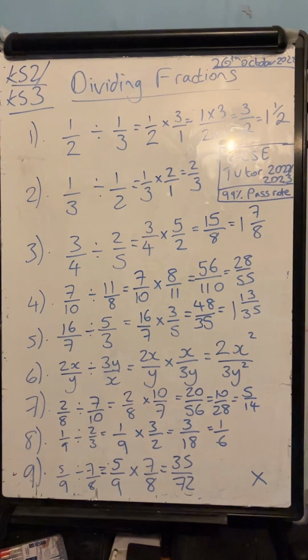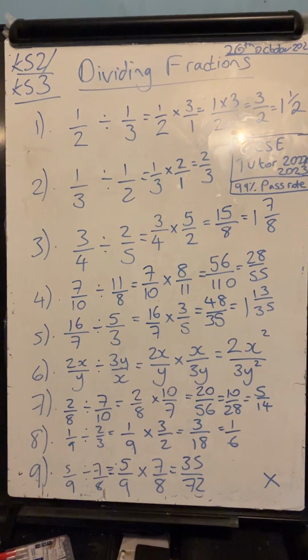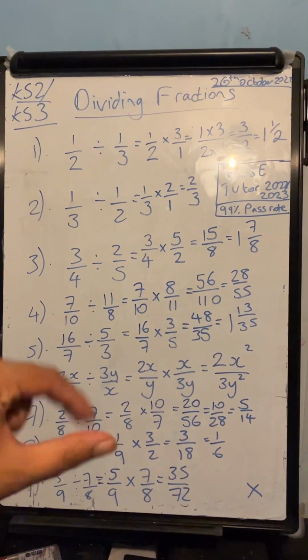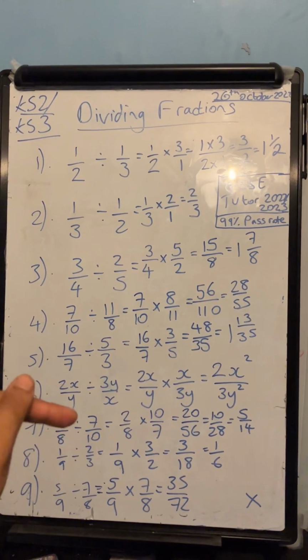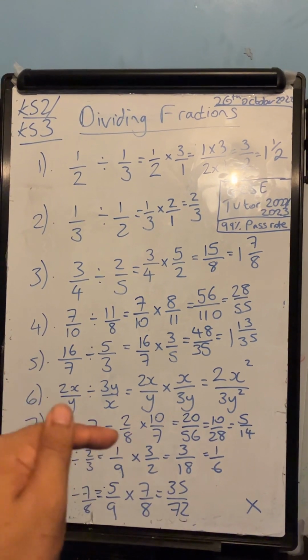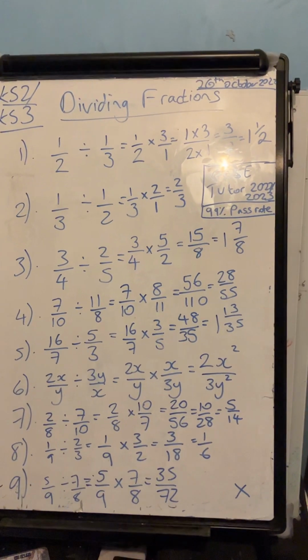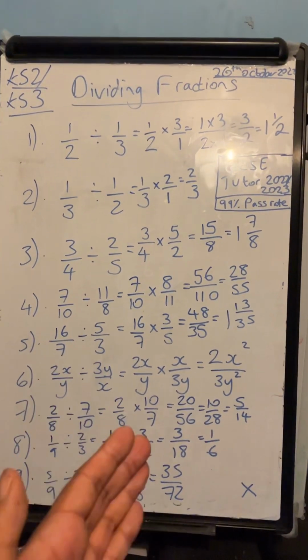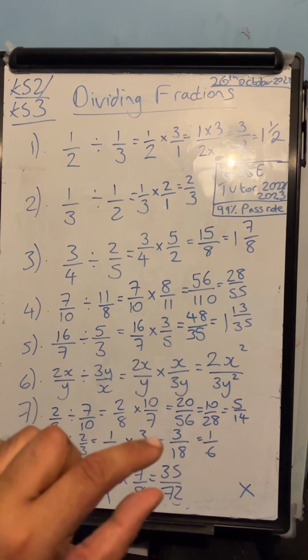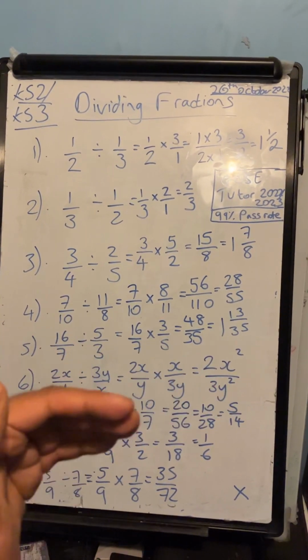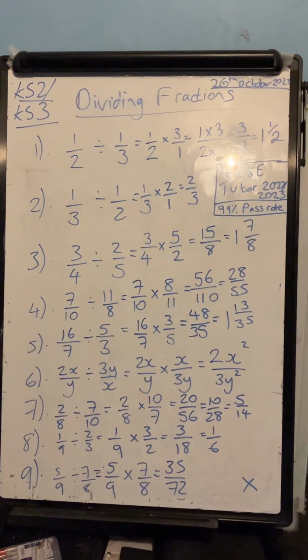Question number 8, 1/9 divided by 2/3. 1/9 times the reciprocal of 2 over 3. So the 2 goes to the bottom and 3 goes to the top. 1 times 3 is 3, 9 times 2 is 18, which is equal to 3/18, which simplifies to 1/6, because the highest common factor between 3 and 18 is 3, so dividing top by 3, dividing bottom by 3, I get 1/6.